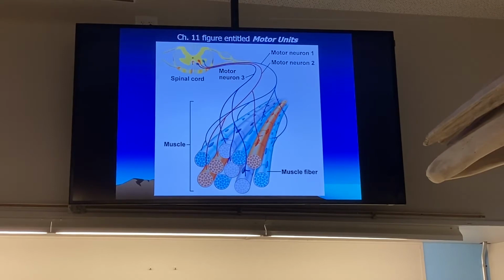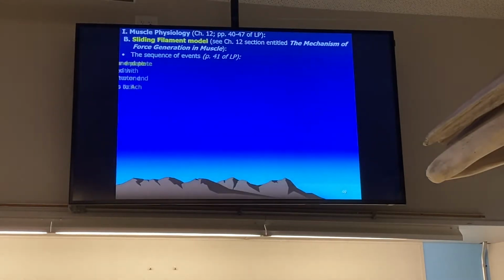And this figure from your textbook shows 3 motor units. Everybody got it? We're going to talk later about different types of skeletal muscle fibers. A motor unit never shares. It's only for one type of skeletal muscle fiber.